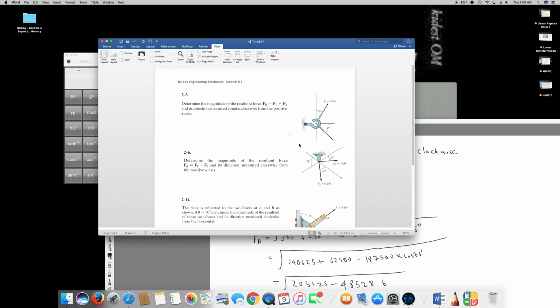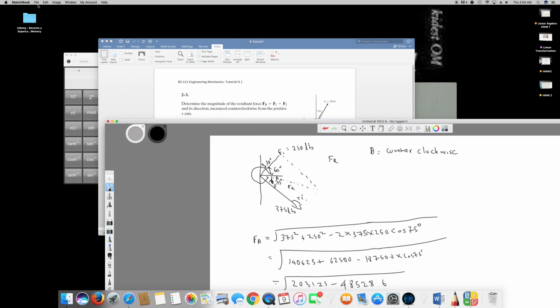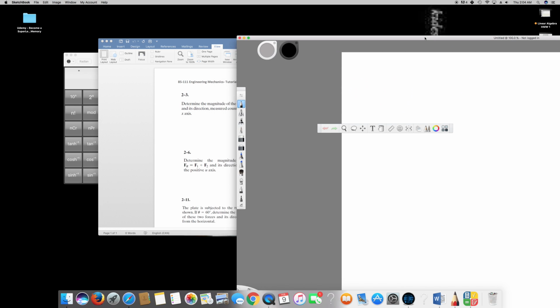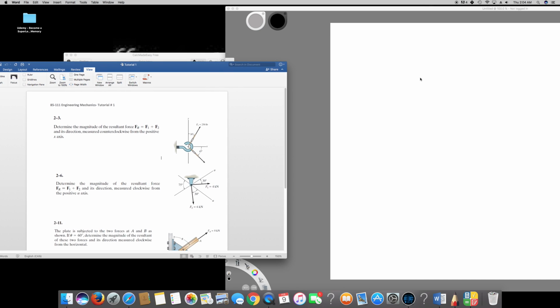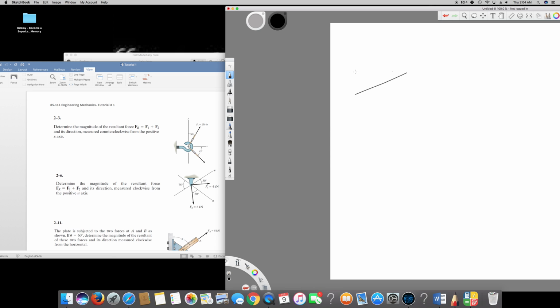So if we move to the second question, it is asking, determine the magnitude of the resultant force Fr is equal to F1 plus F2 and its direction measured clockwise from the positive U axis. So in order to do that, I have to first draw the diagram. So it's going to be like this. F1 is equal to 4 kilonewton and F2 is going to be 6 kilonewton, and this is 30 degree, and this one is also 30 degree, and the angle that makes it 45 degree.